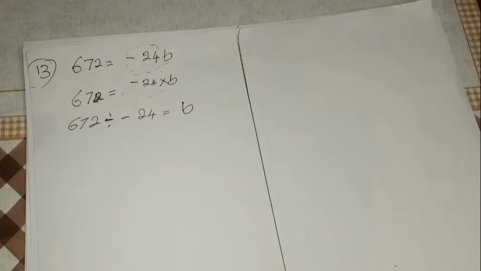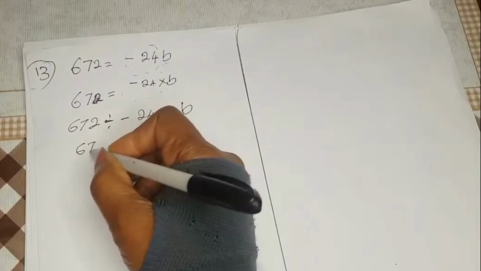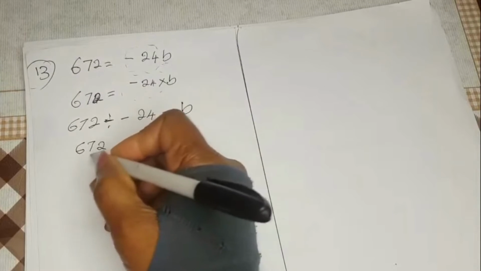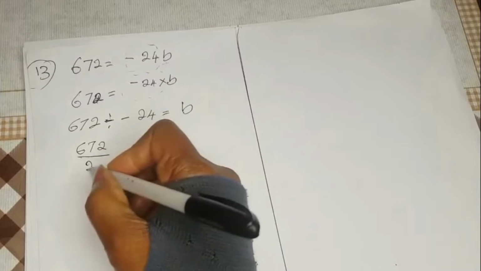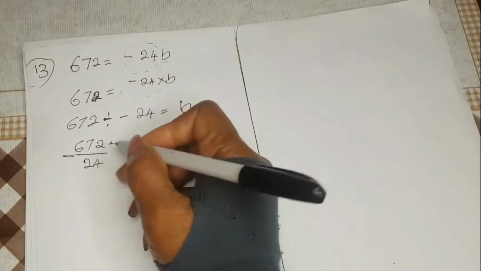Okay, let's start with 2. We're going to start with 2. So here we have 672 divided by negative 24. So we'll start with which number will divide them. Let's see if 2.